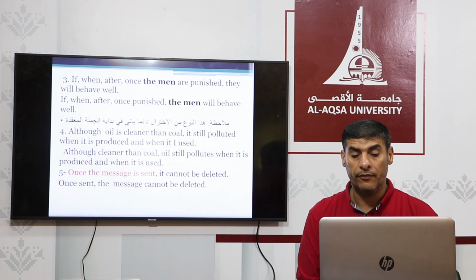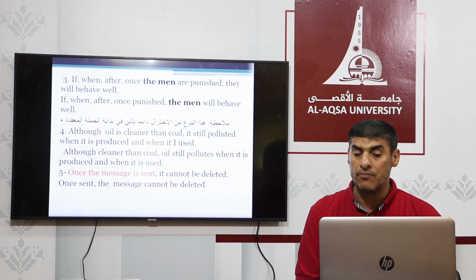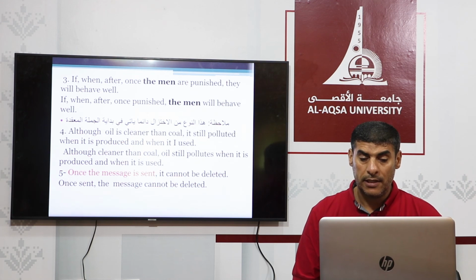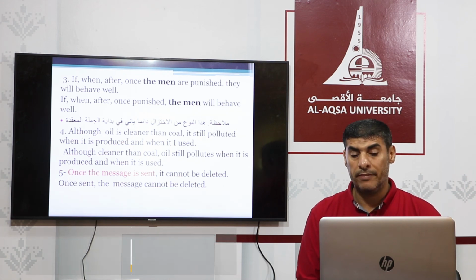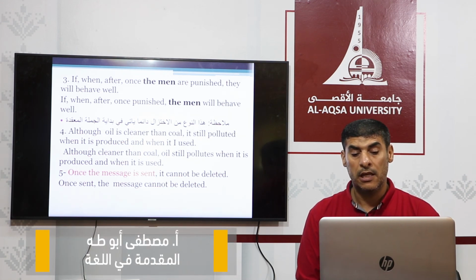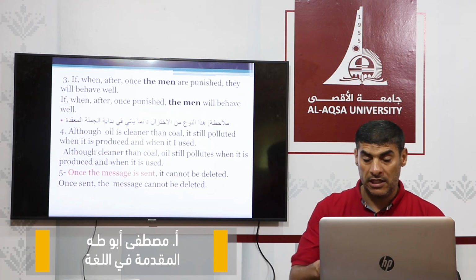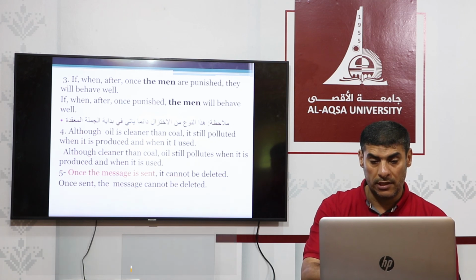Example number 5. Once the message is sent, it can't be deleted. So here we have a reduced adverbial clause. And we call this subjectless. Once sent. This is a subjectless clause because we don't have the subject. And the auxiliary verb is deleted. Once sent, the message can't be deleted or can't be restored or retained.